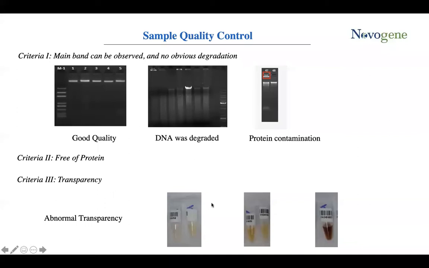For example, we could see yellow and red in the samples in picture number 2 and number 3, which are samples of abnormal transparency. And this indicates that there might be some problem with the samples that could probably sabotage our subsequent processes. And in this case, we will continue the process only after we get confirmation from you. And generally speaking, however, we do not recommend to continue. Instead, we would suggest you resend the samples for a better experimental result.